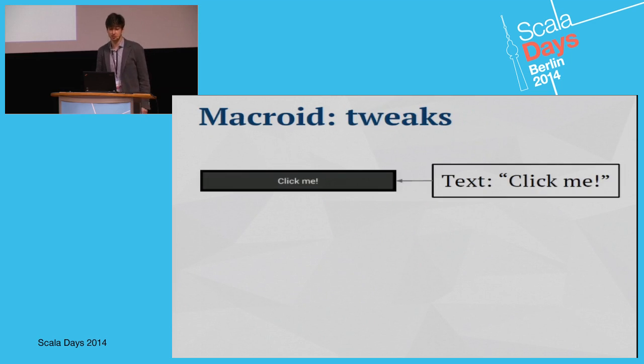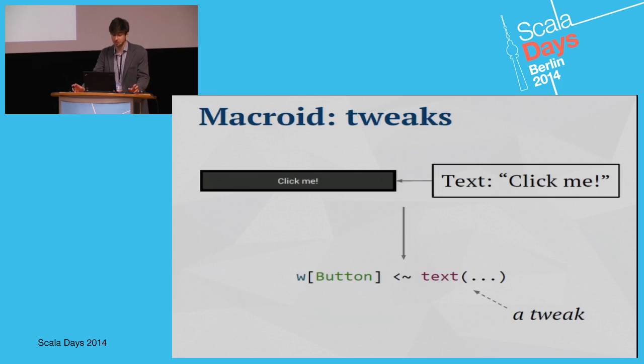But what if we want to tweak our widgets? So we don't just want a button, we want a button with a caption, click me. So somehow we have to set this property. And one way that we could do this would be to just call a method text. But if we think about this, something which sets a property could be an object on its own. So in this case, I call it a tweak. So we have a brick, and we are tweaking it with this text tweak. So what text does is, well, it sets the caption of the button.